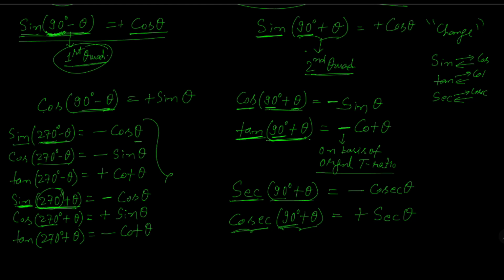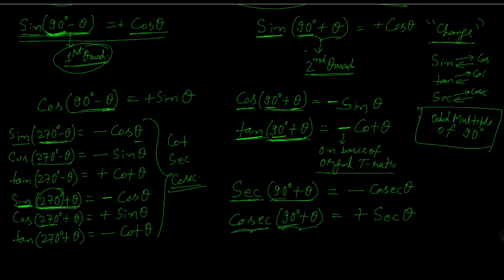You do the same thing for cot, sec and cosec also. Do it on your own. Right? So this was the case of odd multiple of 90. So odd multiple of 90 will lead to the change. The presence of an odd multiple of 90 in the expression will tell you that you have to change the expression after deciding the positive or negative sign.